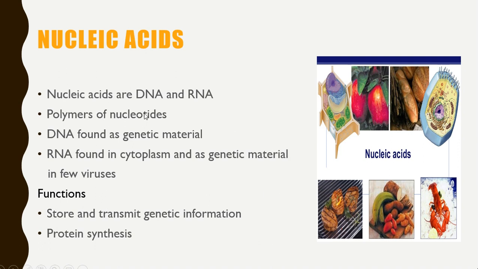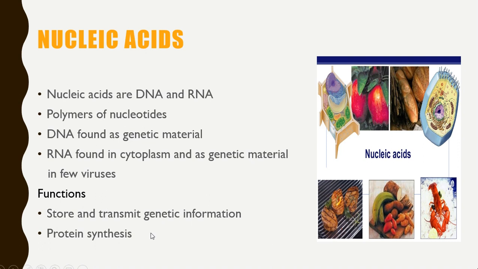Then move to the nucleic acids. So nucleic acids are polymers of nucleotides, and we have two types of nucleic acids, that is DNA, deoxyribonucleic acid, and RNA, that is ribonucleic acid. So DNA, in most of the organisms, acts as a genetic material, but RNA is found in cytoplasm, and it is mainly used in the transcription and translation process. But in certain viruses, this RNA acts as a genetic material.